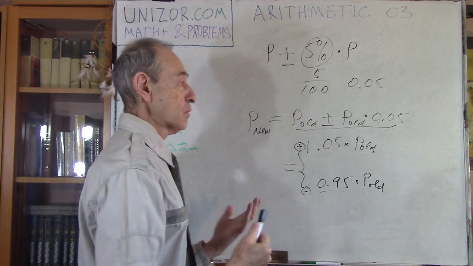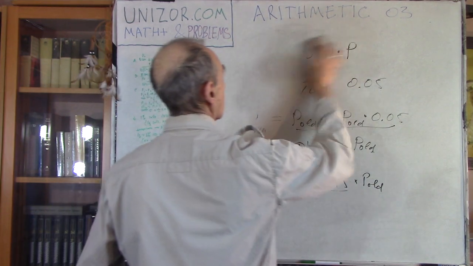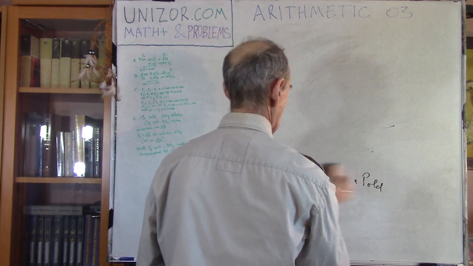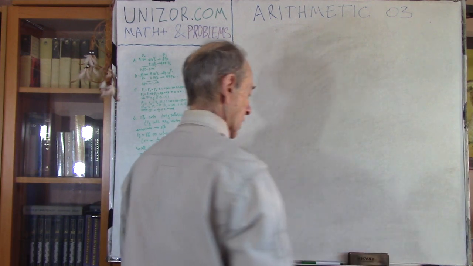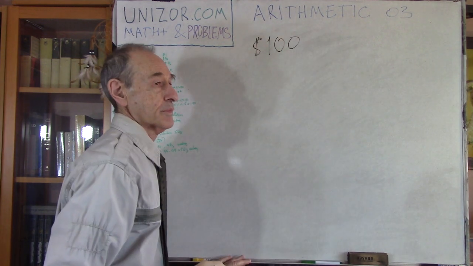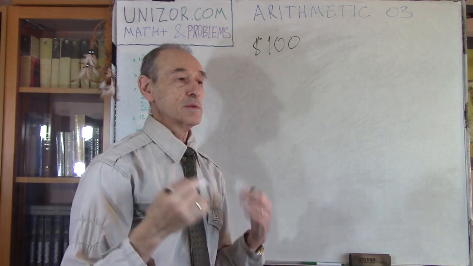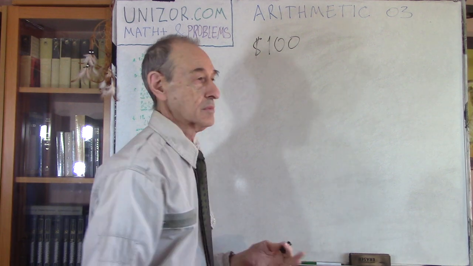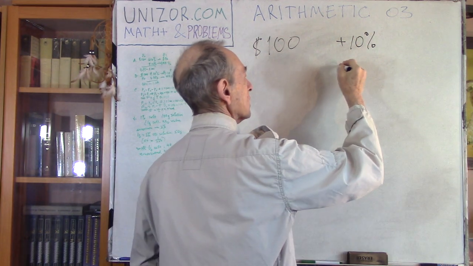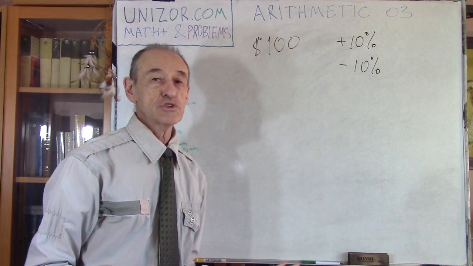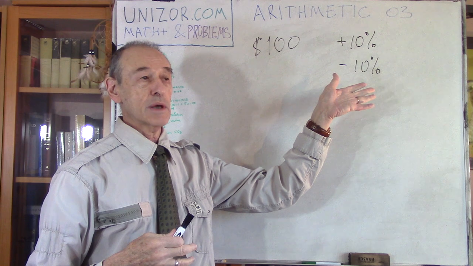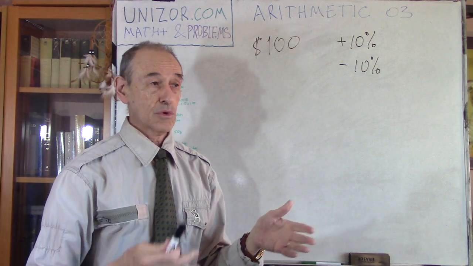And based on this definition, we will solve a couple of problems. So the problem number one is, let's say you bought something for $100. Then, within a month, let's say, the price has increased by 10%. Then, during the next month, the price decreased by 10%. So, my question is, what happened with the price after this increase and decrease? Well, they seem to be balancing each other, right? Now, will the price be the same, or greater, or smaller?